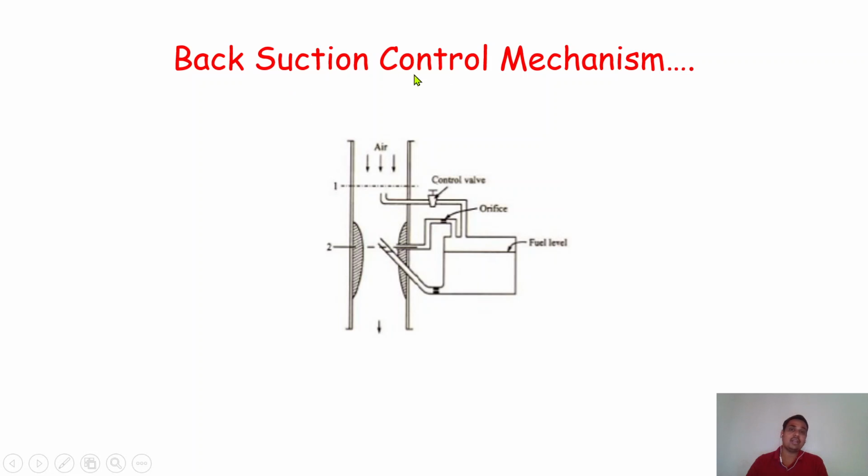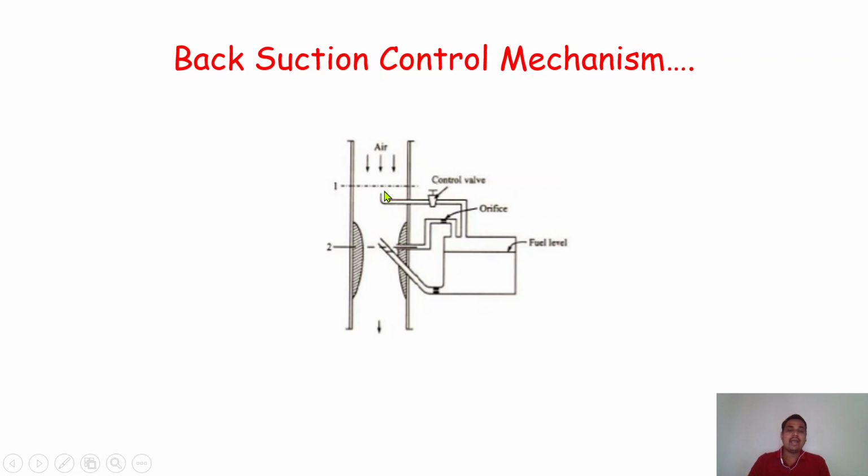That time again this back suction control mechanism will work, and it will supply the required amount of fuel to the engine cylinder. Initially, as the air enters through the control valve, that amount of air comes inside the float chamber, and because of that air pressure, the pressure inside the float chamber can be controlled, and because of that pressure sometimes more fuel will come up through this orifice, and then it will be supplied to the throat section. So this is the work of this back suction control mechanism.